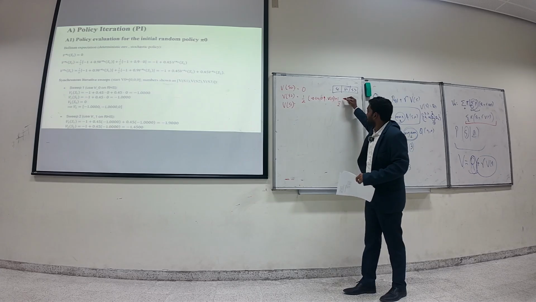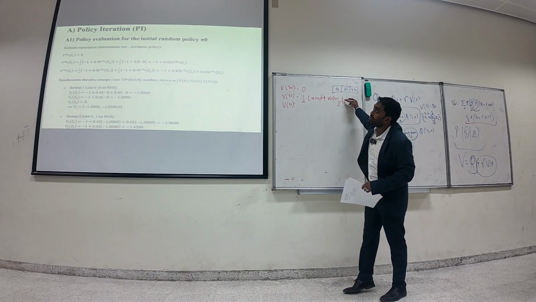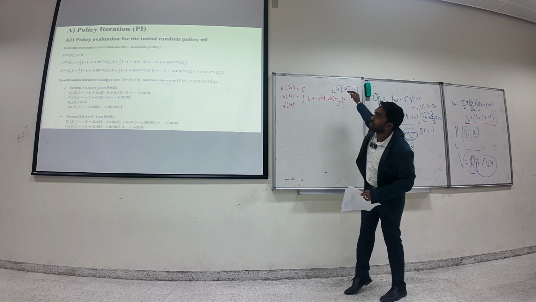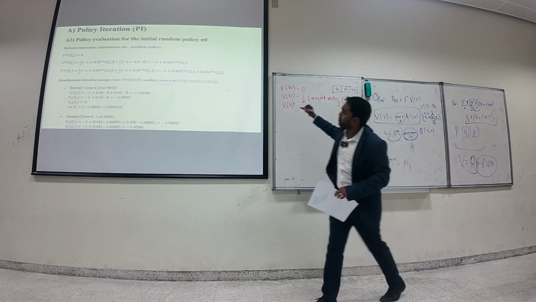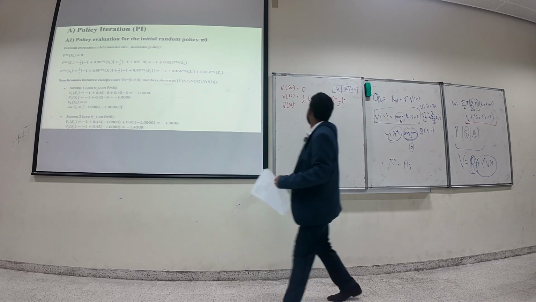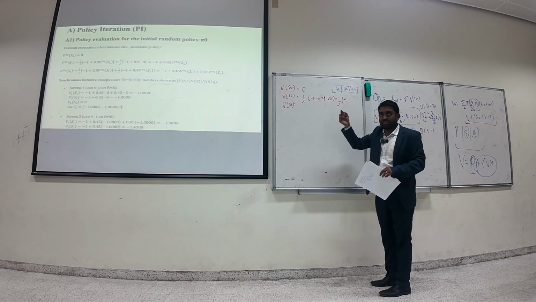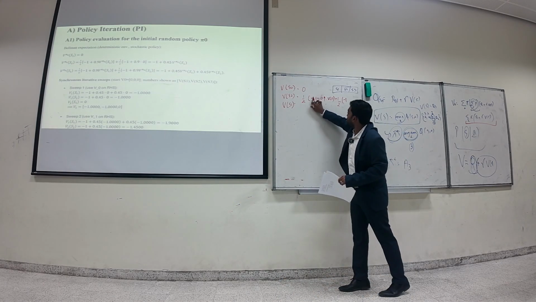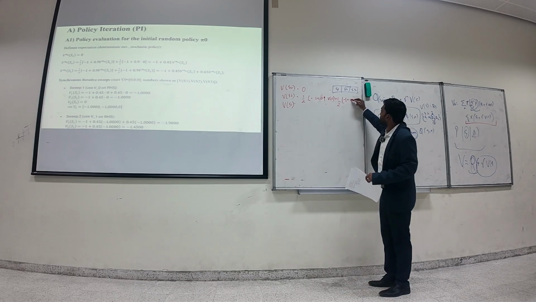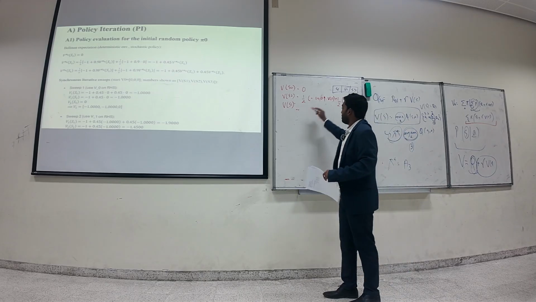Plus 1 by 2 times, your other reward would be plus 1, right? Or is it minus 1 here? Oh yes, your transition reward is always minus 1, not 0.1, okay? Plus 0.9 times VS3, which is 0, right? So you will get a certain value.